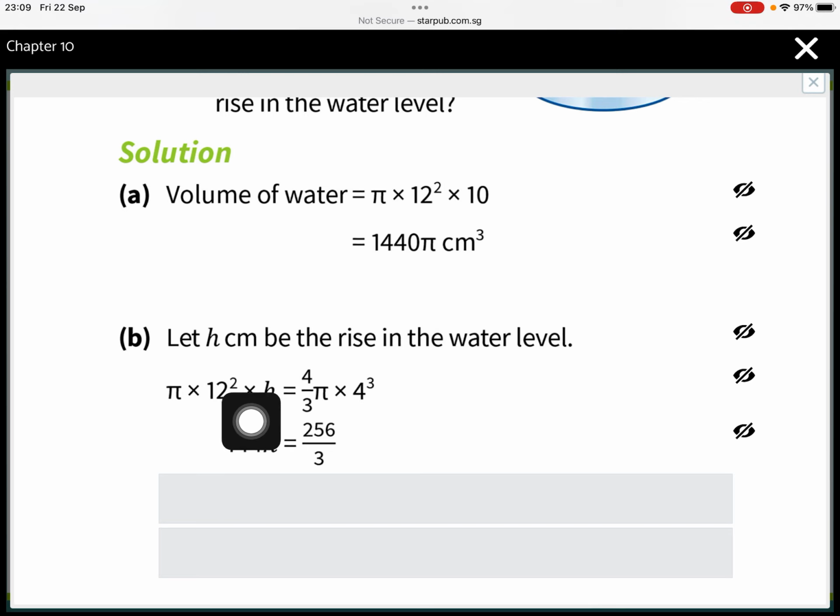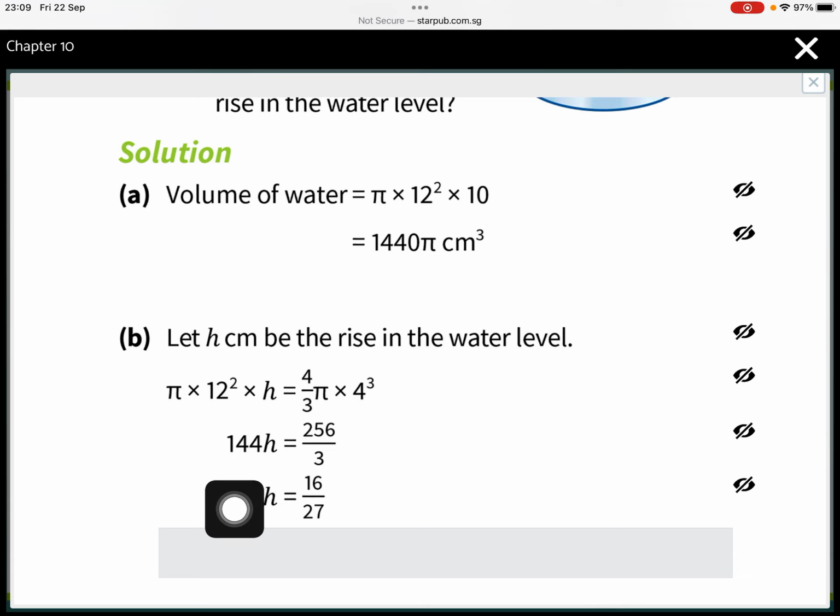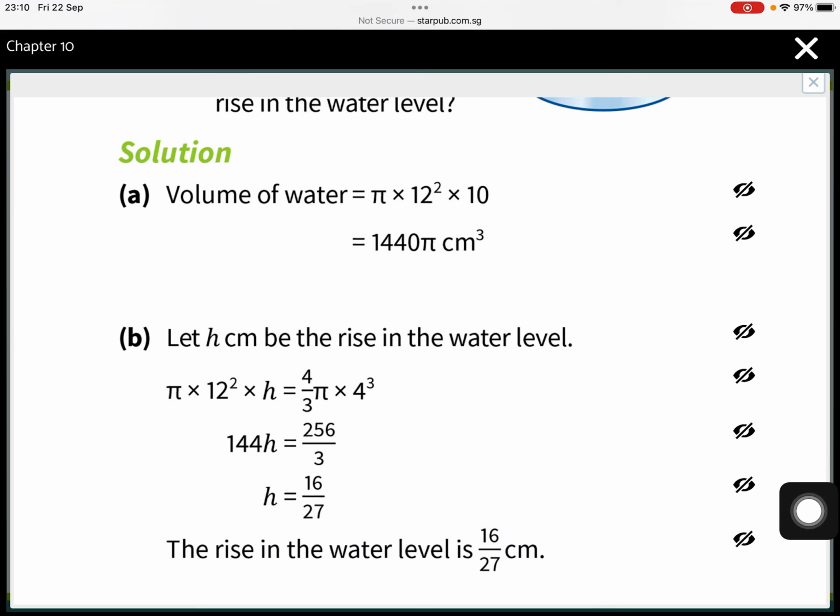Okay, so in this case, they cancel 2 pi. 4 cubed times 4 is 256 over 3. 12 square is 144. So 144h is this. 144 you can throw to this side. Okay, you realize that 256 over 3 times 144 simplifies to 16 over 27. Okay, so since this is an exact number, you do not go and round it off to 3SF. Okay, you keep it as exact. Okay, 16 over 27.